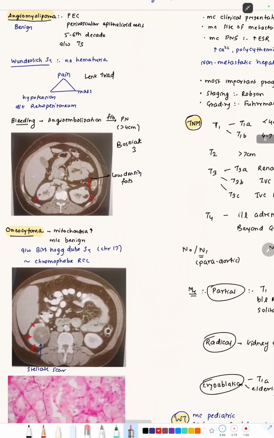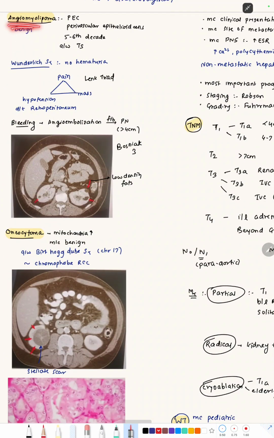Then, talking about the benign tumors, the first is going to be angiomyolipoma. Angiomyolipoma is a PEComa, that is perivascular epithelioid cell tumor. It is found in the 5th to 6th decade. It is associated with tuberous sclerosis. Then there is a Wunderlich syndrome that is associated with it. So the Wunderlich syndrome is there is a pain, then there is a hypotension that is because of the retroperitoneal hemorrhage. So there is a concealed hemorrhage that happens in the retroperitoneal region, and a mass is present. This particular triad is named as a Lenk's triad. Right, and there is no hematuria during this.